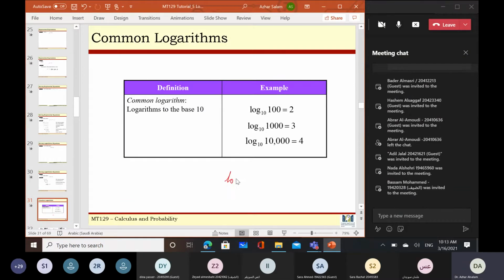We said that the logarithm to the base 10 of 100, which is 10 to the power 2, right? So the logarithm cancels with 10, so it's equal to 2. It's like the natural logarithm: ln of e to any power, let's say x, the logarithm cancels with e, so I will have x. Also here, 1000 is actually 10 to the power 3, so the logarithm cancels with 10, and I will have 3, and the same for this.